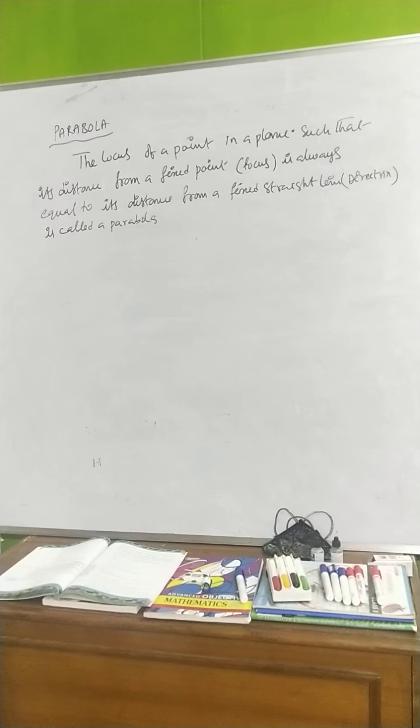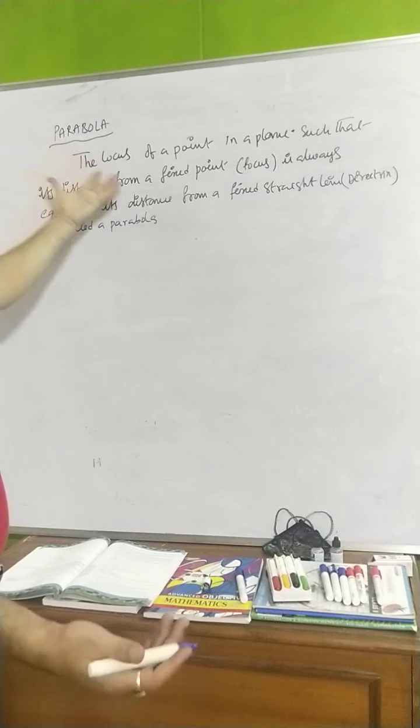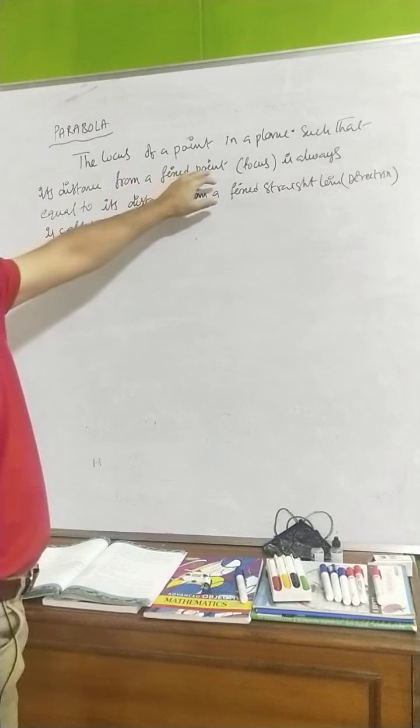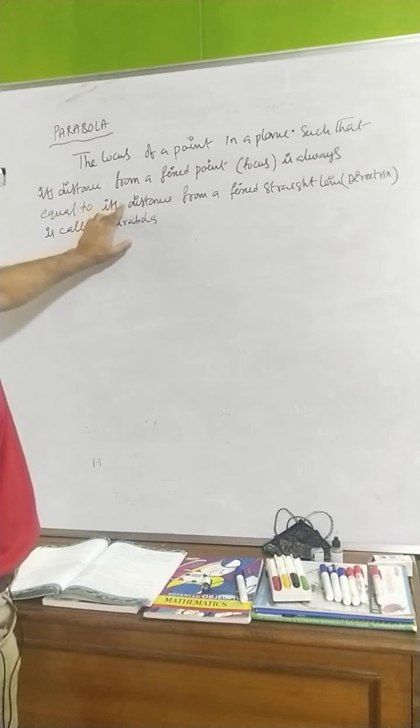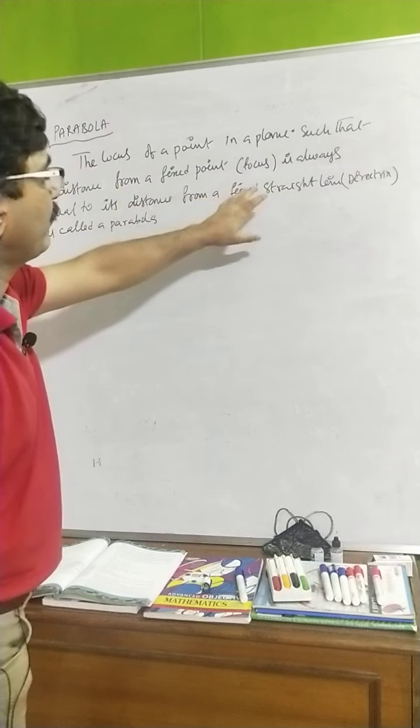Yes, we start parabola now. What is parabola? Same conic definition: the locus of a point P in a plane such that its distance from a fixed point is always equal to the distance from a fixed straight line.